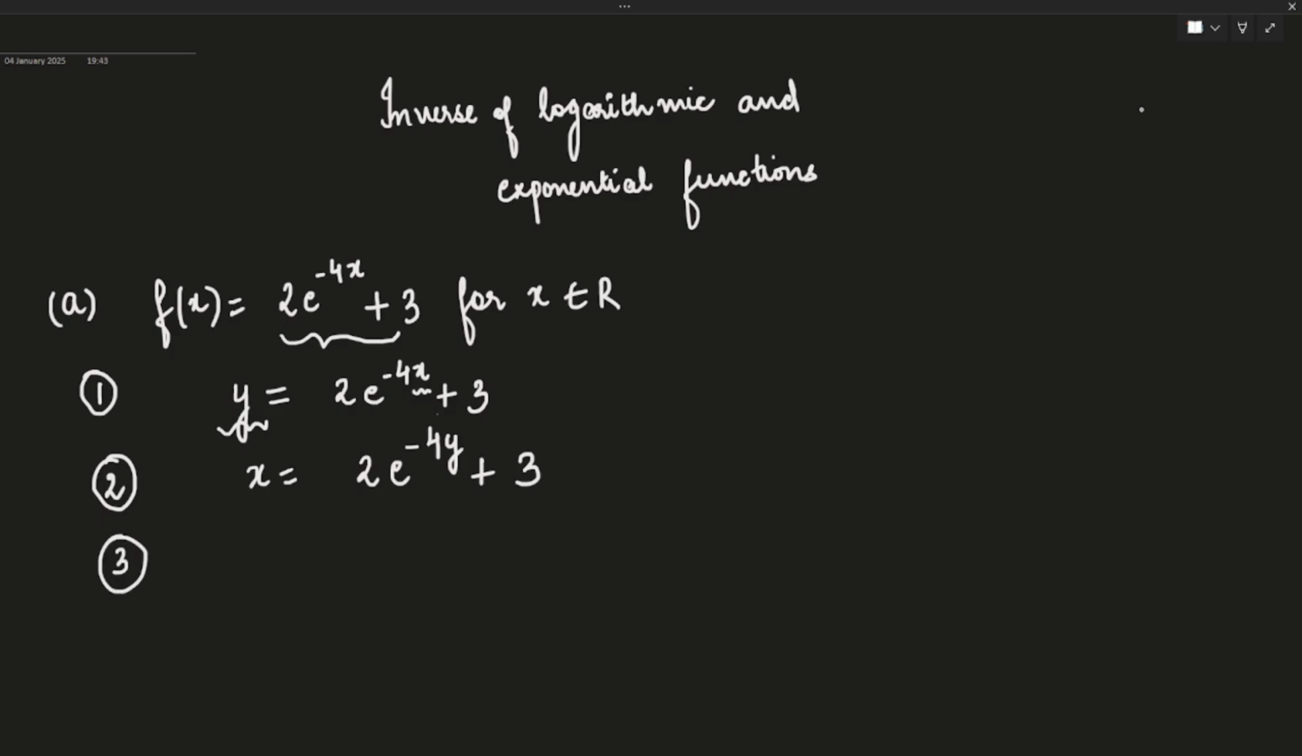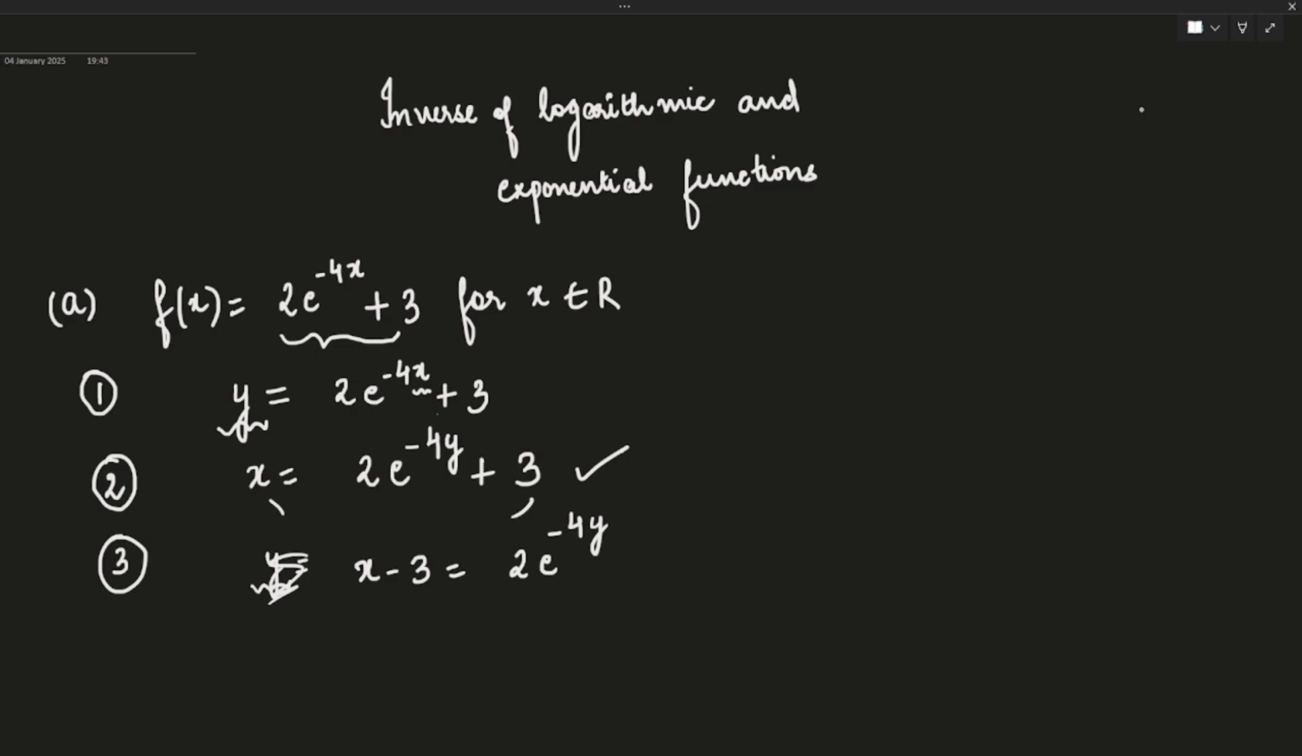The third step is that we have to rearrange this equation in such a way so that our subject is y. We'll rearrange this equation so that we can write it as y equals something, making y the subject. So when we rearrange this equation, this 3 will come to the left hand side. So it will become x - 3 = 2e^(-4y).